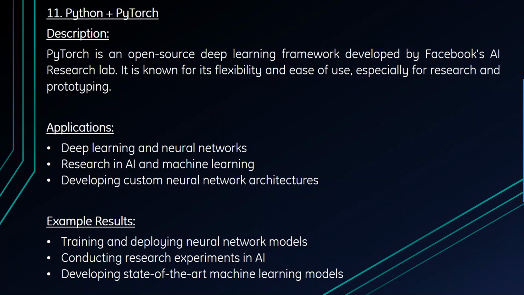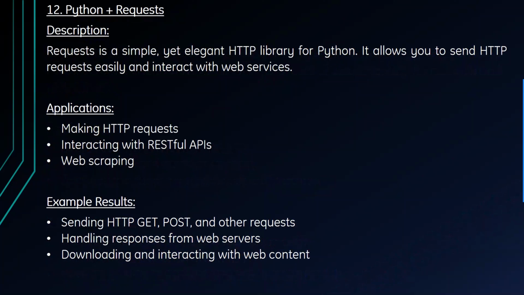Moving on, we have requests. Now, requests is a very simple yet elegant HTTP library for Python. It allows you to send HTTP requests very easily and interact with web services. What are the applications here? We can make HTTP requests, interact with RESTful APIs, and do web scraping. Under examples, we have sending HTTP GET or POST or other requests, handling responses from the web servers, and downloading and interacting with web content.